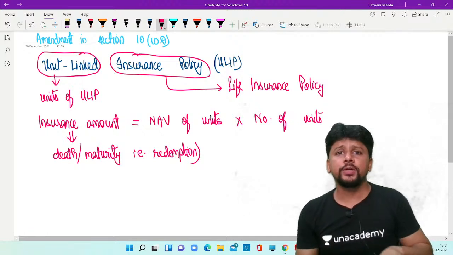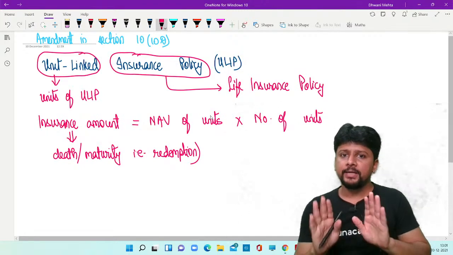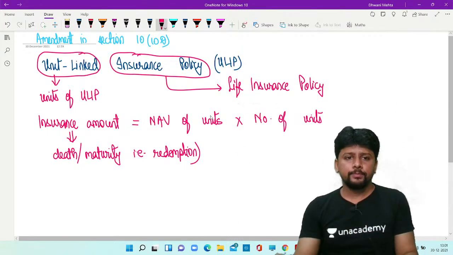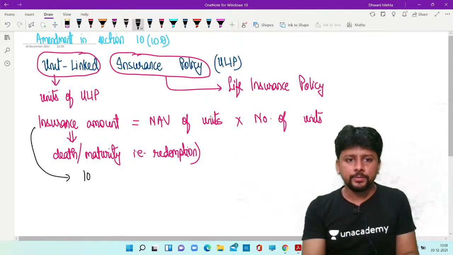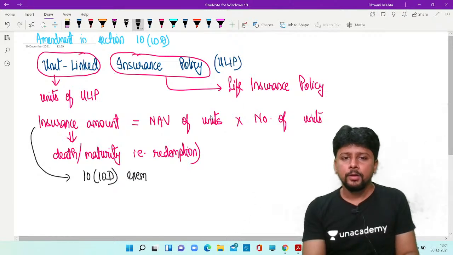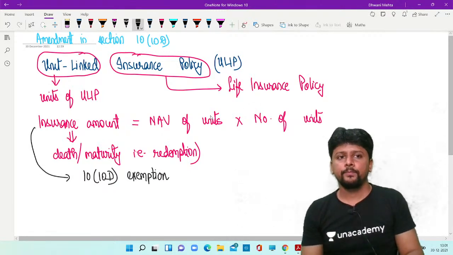And that is your insurance amount. But at the end of the day, it is still insurance amount. So the Income Tax Act says that insurance amount is going to be exempt under 10(10D). All insurance money, life insurance money, exemption is available.